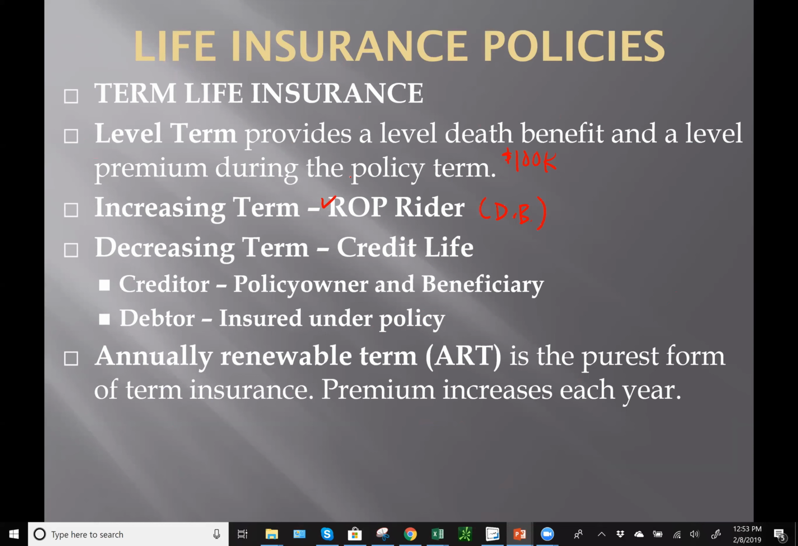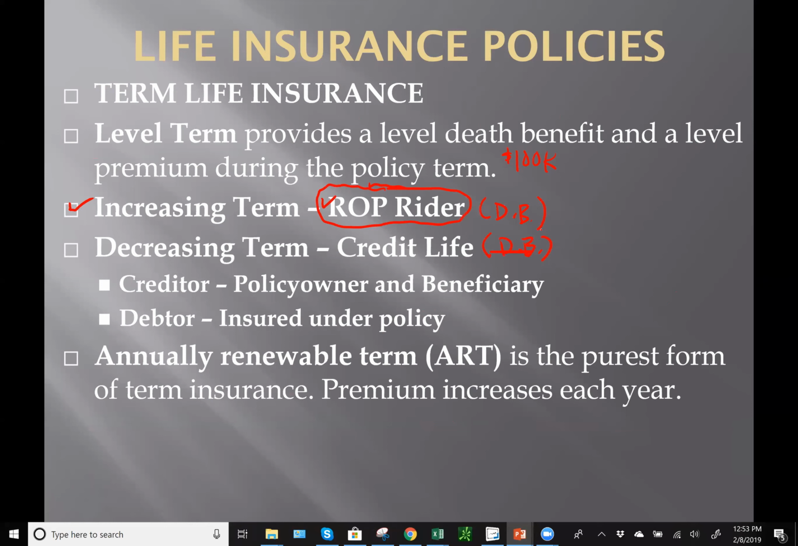Let me be very clear for your test. The only time you will ever pick increasing term as the answer is when you see return of premium rider in the question, or vice versa. It will never be your answer unless you see return of premium rider. Next, we have decreasing term insurance. And remember, once again, it is the death benefit that decreases in decreasing term insurance.